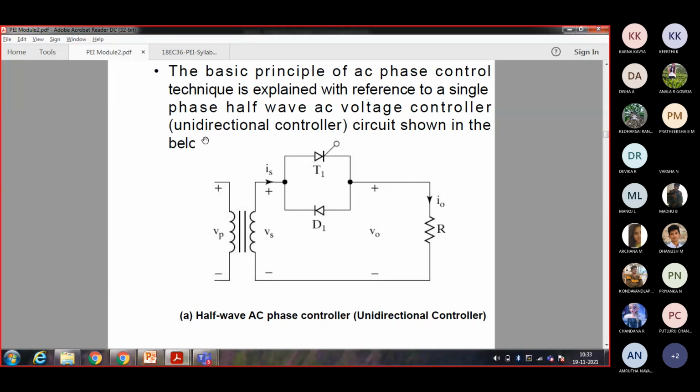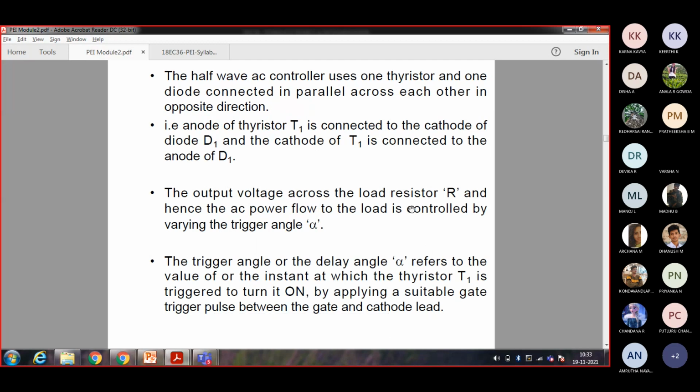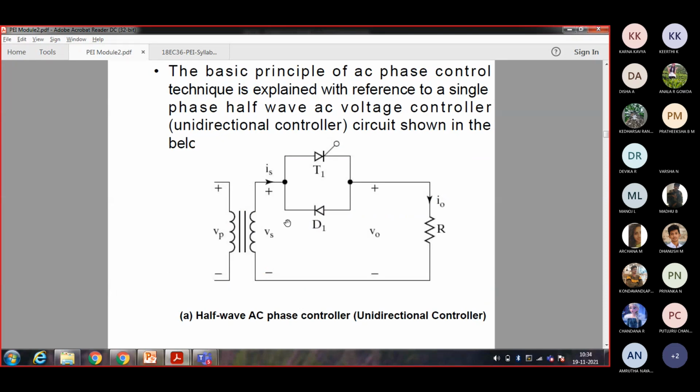Shown below, this is your input. This is the diode, and this is the half wave AC phase control rectifier. The thyristor is going to control it. The half wave AC controller uses one thyristor and one diode connected in parallel across each other in opposite directions. That is, the anode of thyristor T1 is connected to the cathode of the diode D1, and the cathode of T1 is connected to the anode of D1. So it is like here: the anode of T1 is connected to the cathode, and the cathode is connected to the anode.